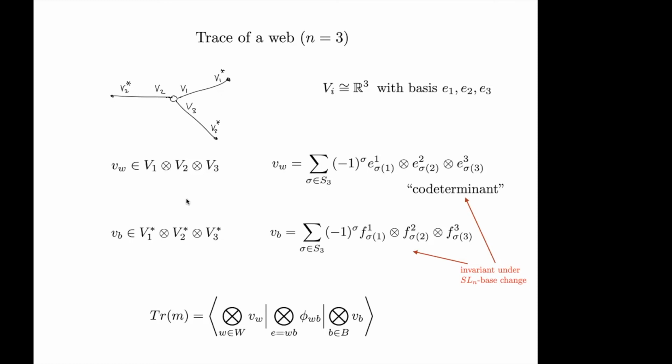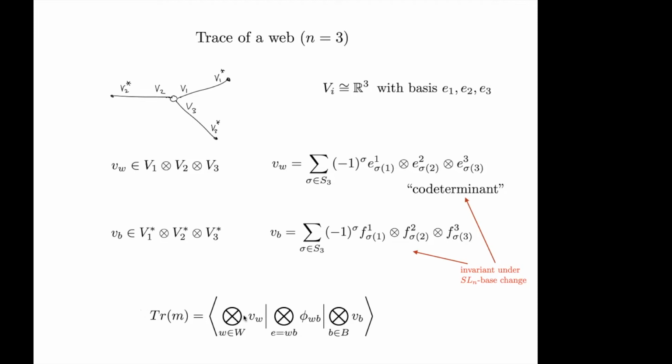those. And well, of course, I can do the same thing at the black vertices, except I'm using the dual basis, the Fs. And these, it's not completely obvious, but these things are invariant under SLN, SL3 in this case, base change. And then what's the trace?